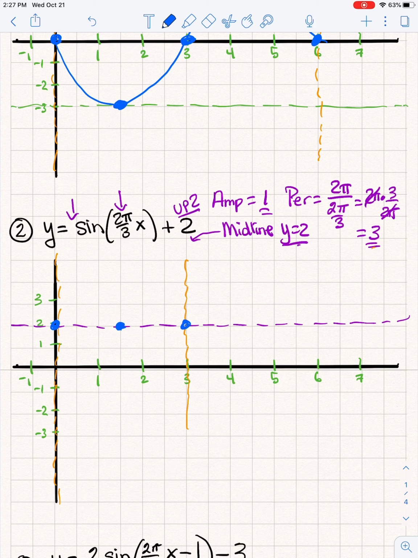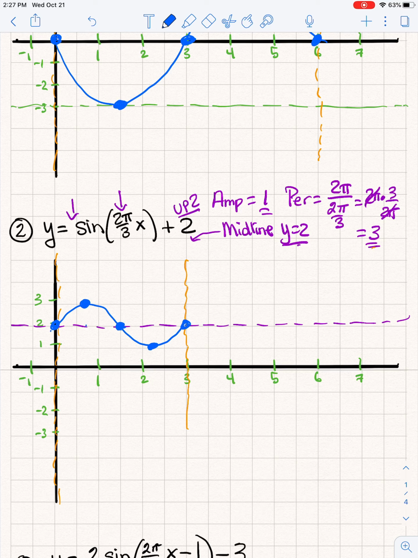So halfway between 0 and 3, 1.5. So about right here, we're going to go up 1. Halfway between again, what are we here? 1.5, so maybe right about here. And then we can draw our beautiful sine graph.